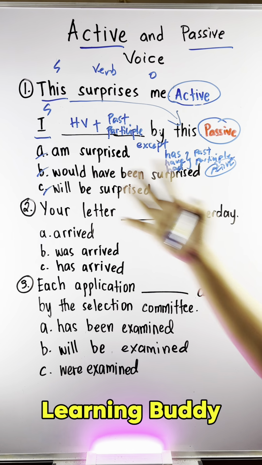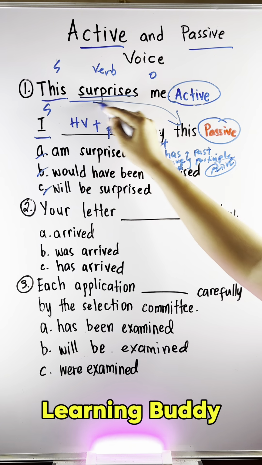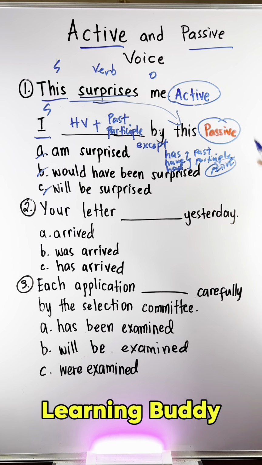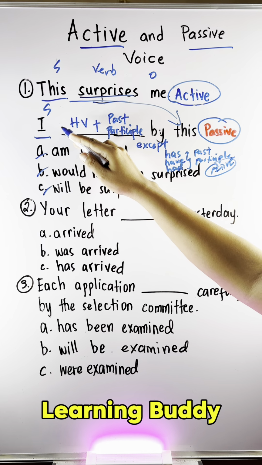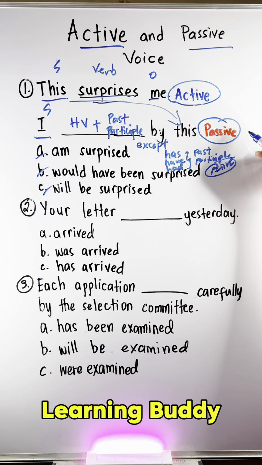Is it A, B, or C? Which is the correct choice for this sentence? You have a clue in this sentence. The word surprises. The tense of this verb is present simple. Is it am surprised, would have been surprised, or will be surprised?